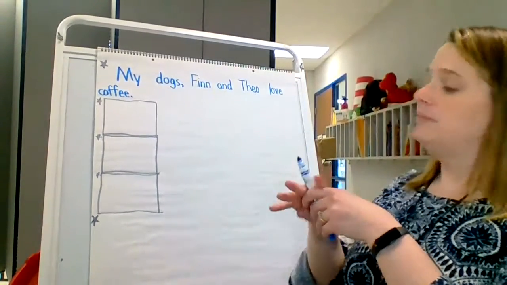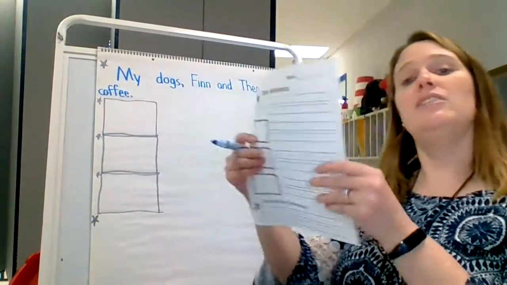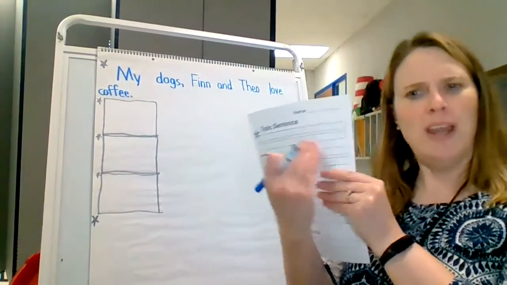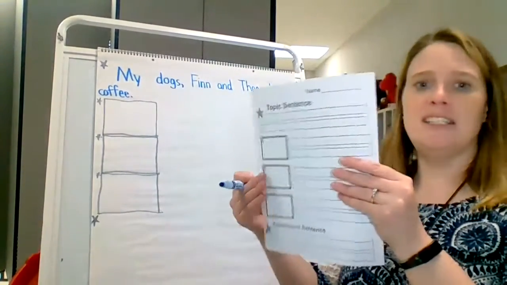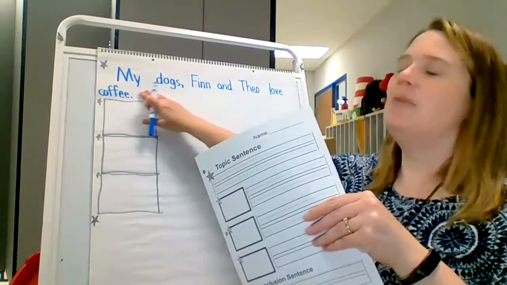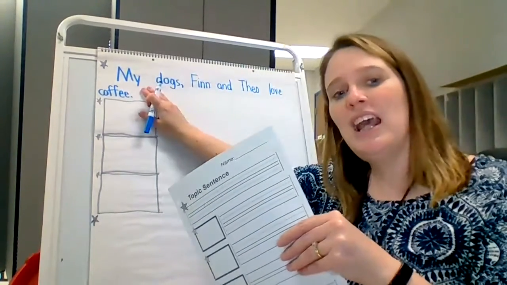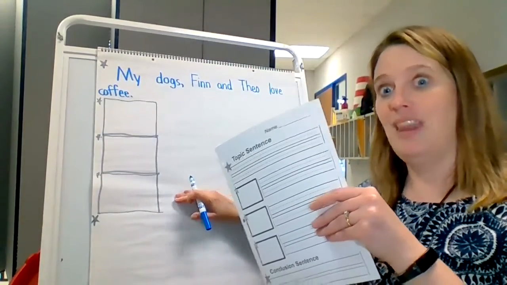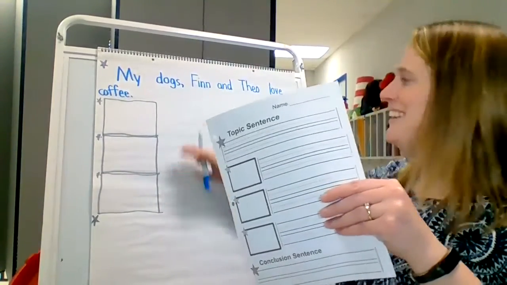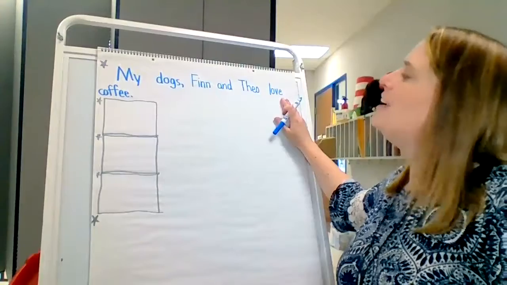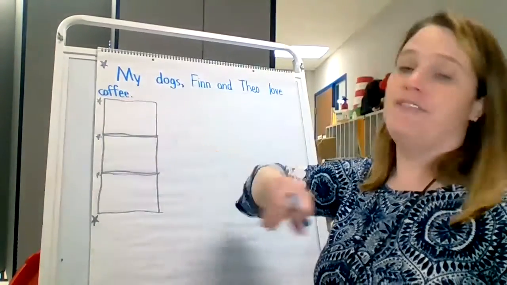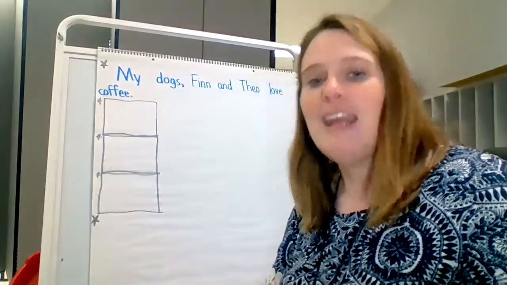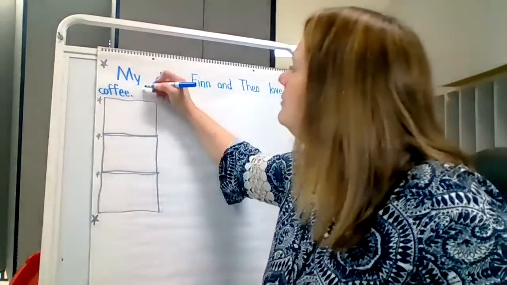Now, you do have 2 lines on here, so if you write one sentence and you still have something else to tell us, go ahead and put it in there. This would be the topic sentence, but I'm going to write another sentence about my topic that's not one of the steps that happened that day, that horrible, horrible day. All right, my dogs, Finn and Theo, love coffee. And I'm going to put, I know this because they ate a box of coffee.